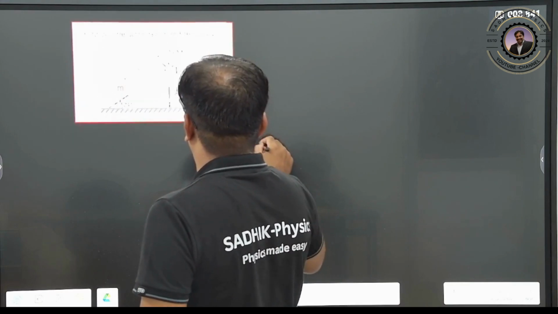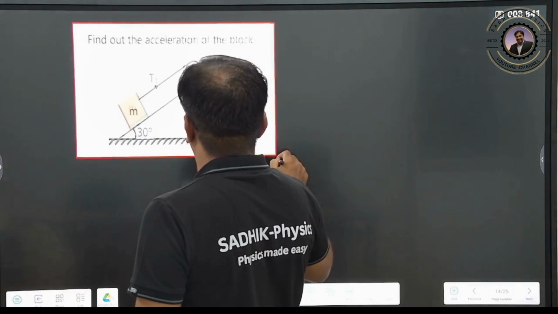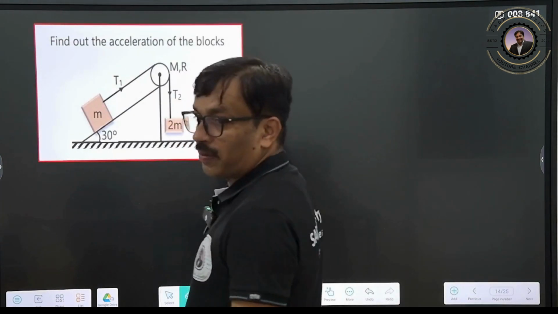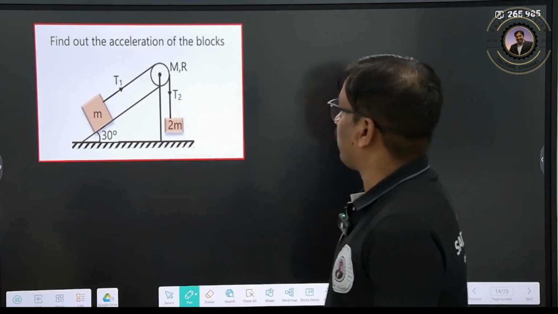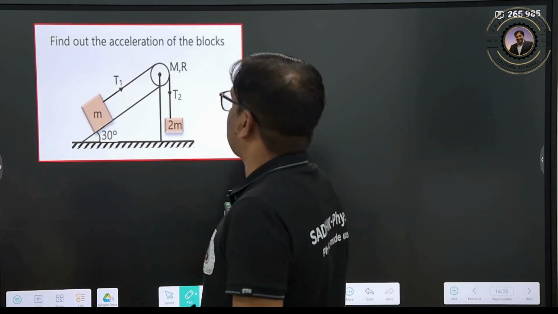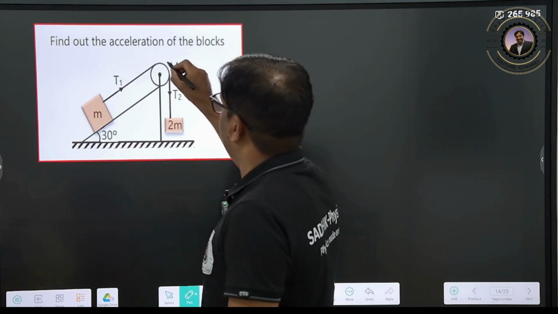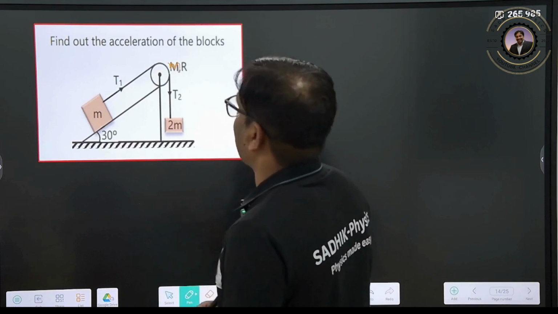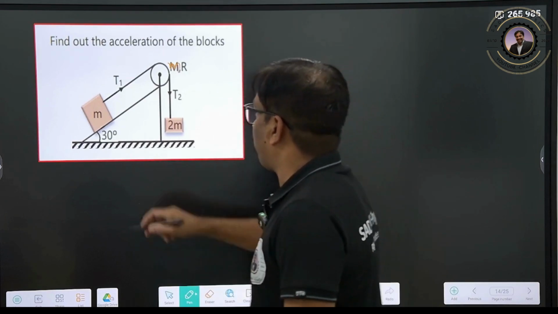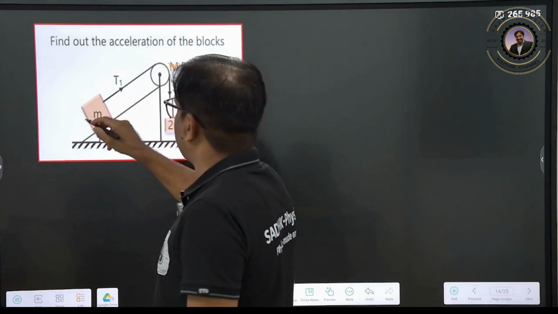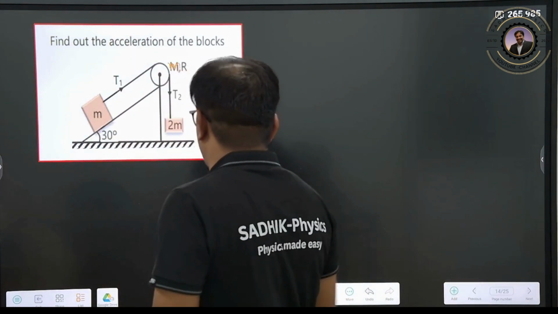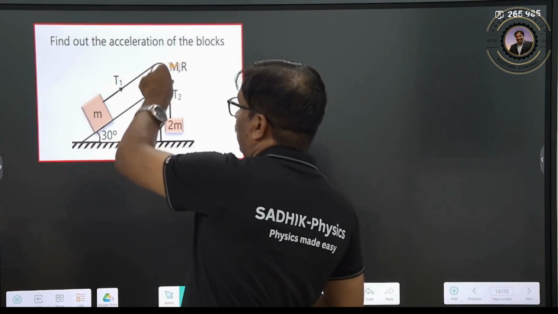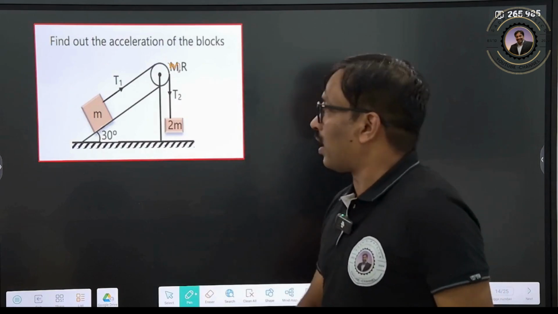Same type of question here. So here you take mass m, here it is mass 2m, and this one you take as m only. Find out the acceleration of the blocks. So here, the same string, same acceleration will be there, but a different tension. Why? Because this wheel is given a certain mass, it is not ideal.